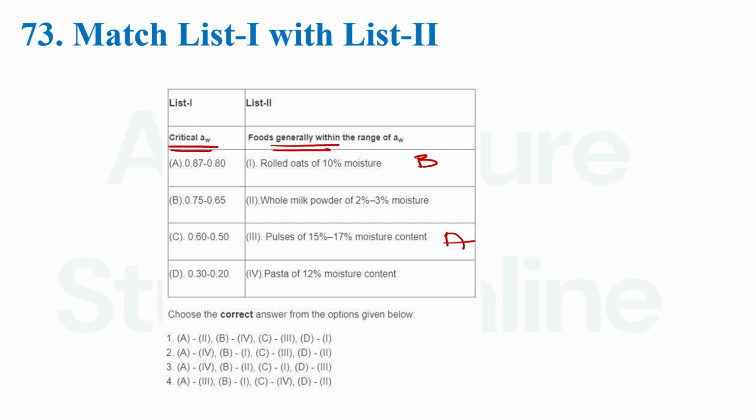0.6 to 0.5, so pasta having 12% moisture content. And 0.3 to 0.2, that means whole milk powder, 2 to 3% moisture content. So it is having very low moisture. So that's why it is having very low water activity. So correct option is option number 4, that is A3, B1, C4 and D2.